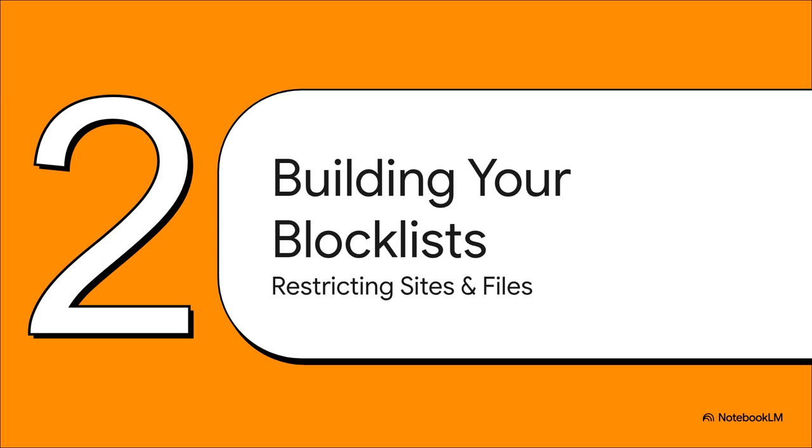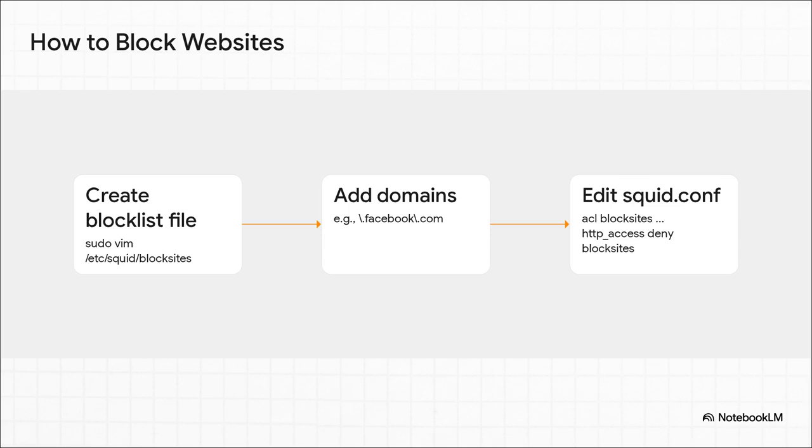All right, our proxy is up and the foundation is built. Now it's time for the fun stuff. Let's start blocking things. In this next part, we're going to build out our block lists to stop users from getting to certain websites or downloading specific types of files. Blocking websites is a really straightforward three-step dance. First, you just create a plain old text file to hold your list of domains. Second, you add the domains to that file.